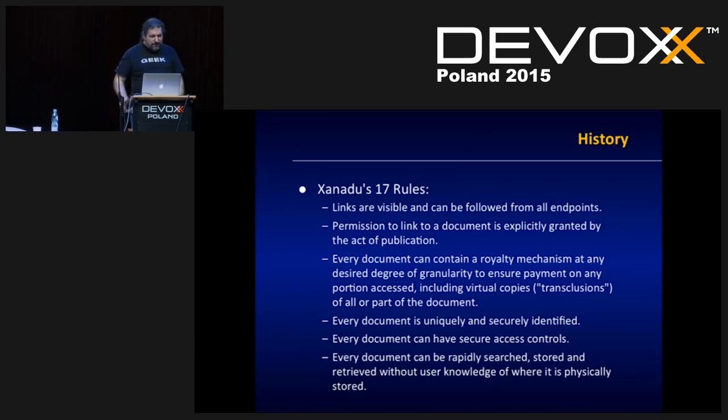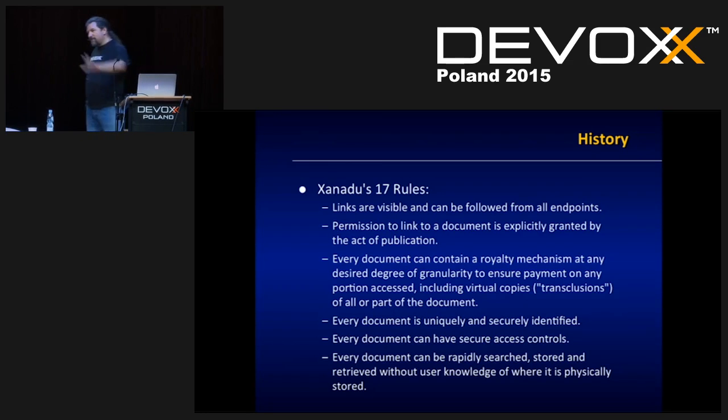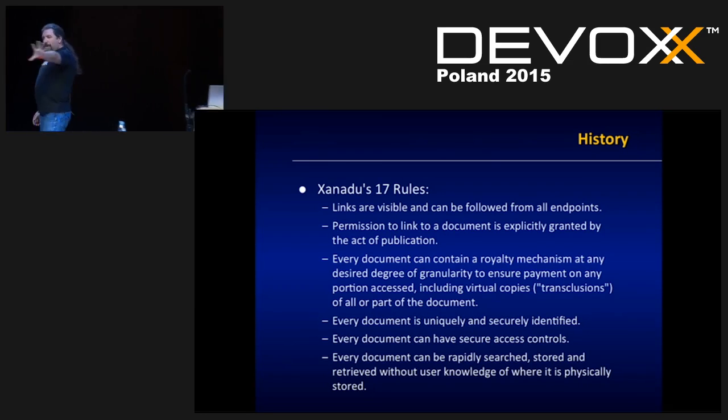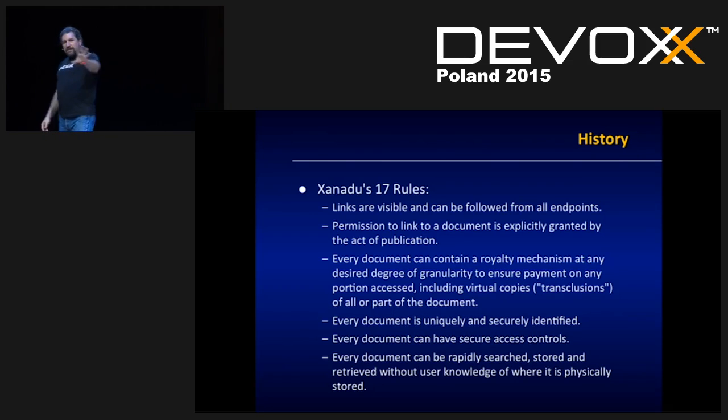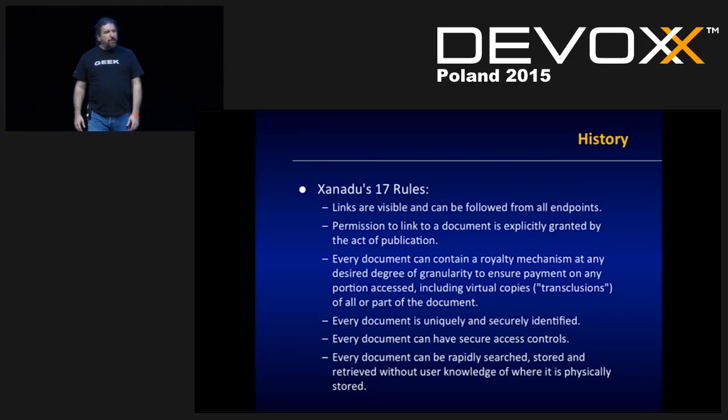Each document can contain a royalty mechanism at any desired degree of granularity to ensure payment on any portion accessed, including virtual copies. So check this out. You create a page on the web, and you decide that every time somebody links to your page, that's $100 in your pocket. I'm sorry, what would that be, like 3,000 zloty? I don't know what the exchange rate is, right? That's money in your pocket just because somebody links to your site.